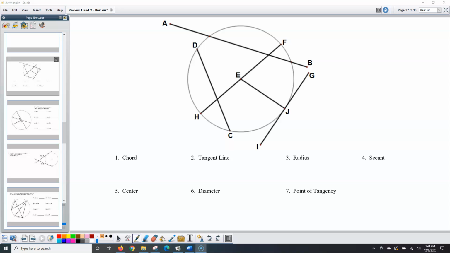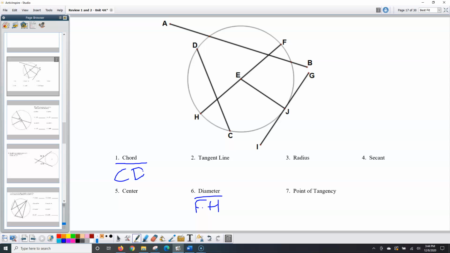This is review number 2 for Unit 4A. Our circle vocabulary looks exactly like it did on the first review. So a chord is going to be endpoints on a circle, a line segment, so CD. You could have also said FH, that's a diameter. So let's go ahead and do number 6, FH.